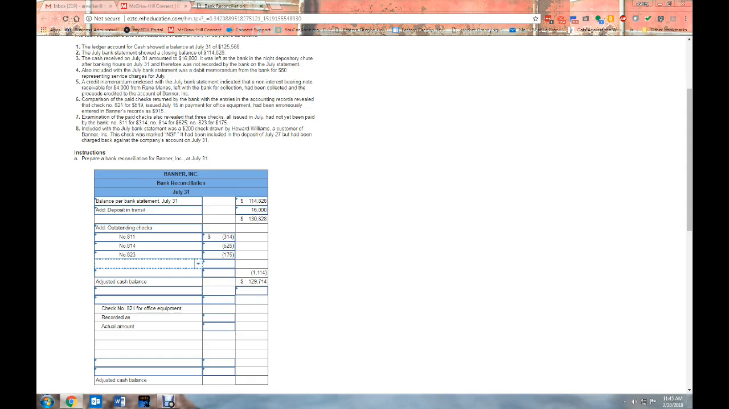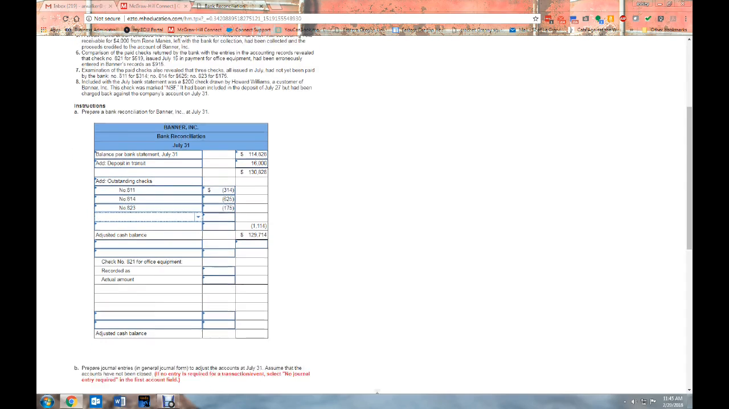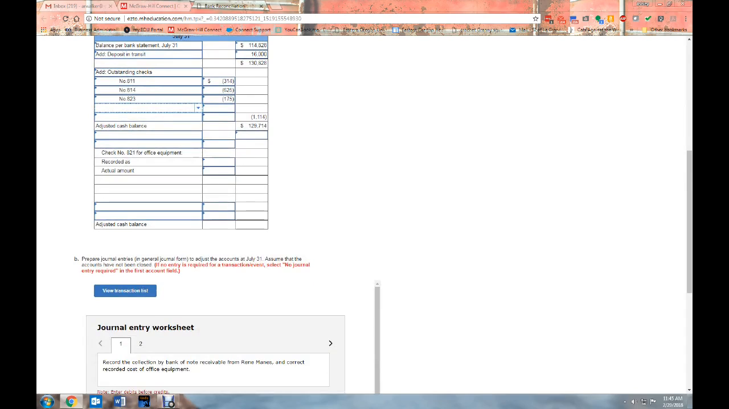Number 8, the non-sufficient funds check. Who's going to know about that? The bank has to know about that. There is no way the depositor can know until the bank tells the depositor that the check did not clear. The depositor has no way of looking at someone else's bank account. So we know that we'll need to adjust the depositor's records for that non-sufficient funds check. Looking there, it looks like all of our adjustments for the bank side have been done, so we can move on.